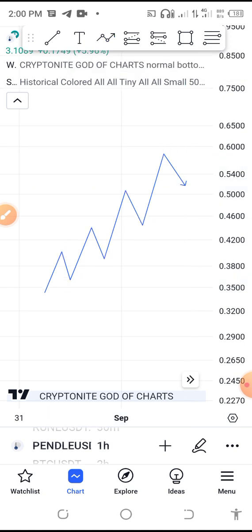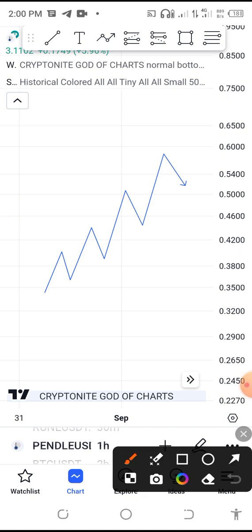When price is moving this way, it creates what we call swing points. These points up here, up here, up here are called swing points. All these points are swing points.